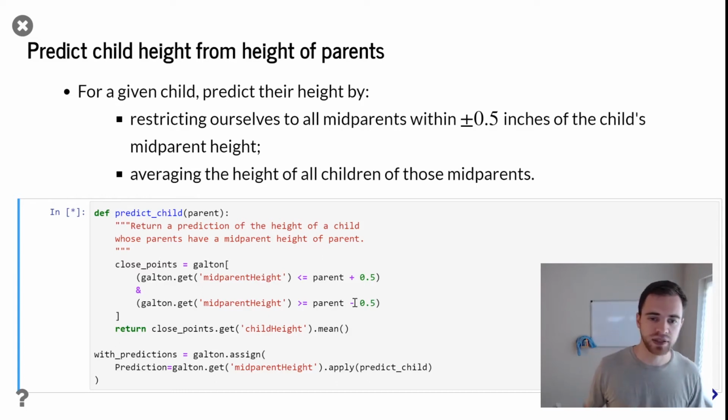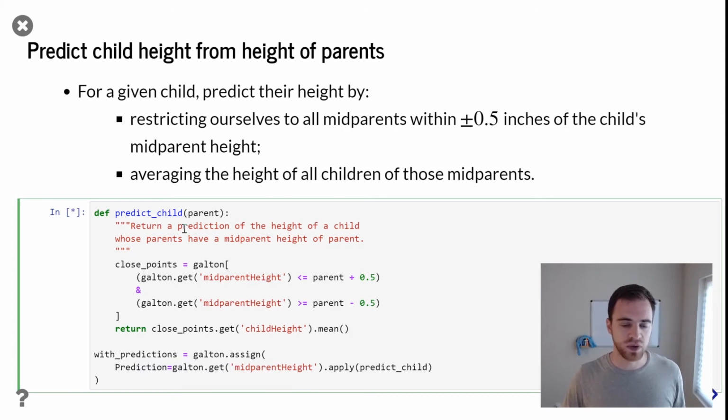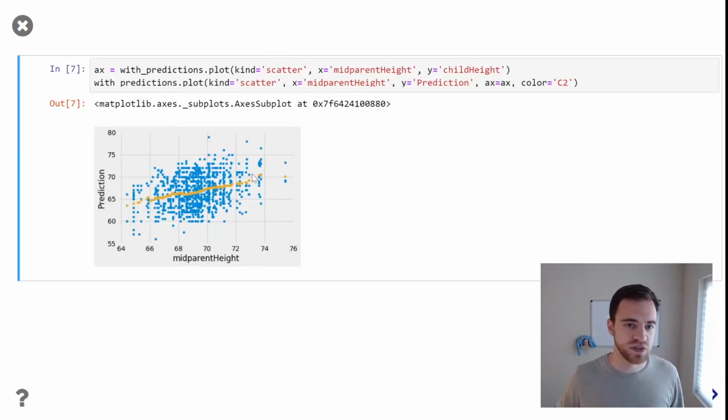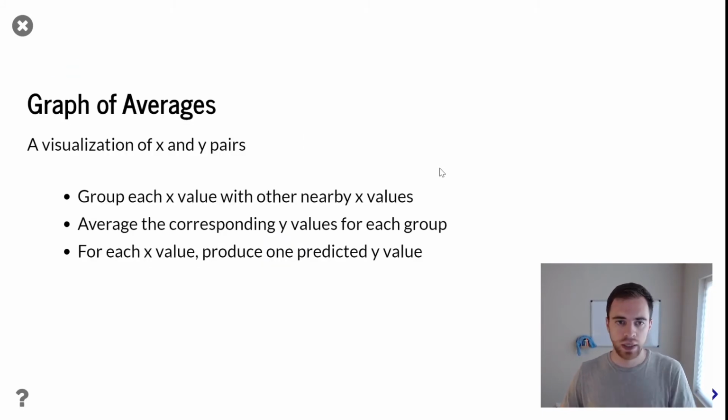Remember, it takes a second because I'm going to do this for every child in the data set. I'm going to take this predict child function, which predicts the height of the child based on the mid-parent's height, and run that over the entire data set so I get back the predictions for every child. And this is what I get. This is the gold line here, the line of gold dots. These are the predictions. And what we observe, first of all, is that it's kind of a straight line, and it's sloped upwards, so that the higher the mid-parent height, the higher the prediction is. So what we've plotted here is what you might call the graph of averages. For every x value, we grouped the data that was close to it and averaged their y values. So that yellow line is truly a graph of averages.